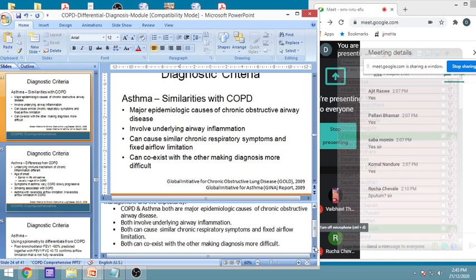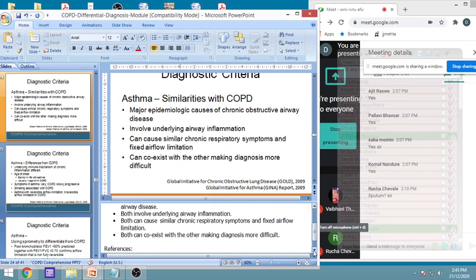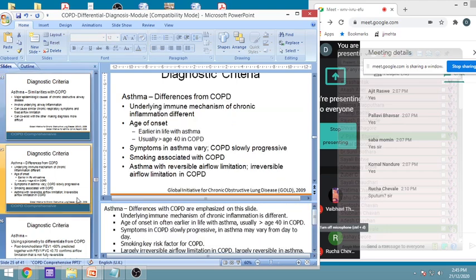But in the case of asthma, whenever there are some triggers, then only it will occur. Usually it does not remain constant like that, but emphysema can remain constant. Both can coexist with each other, making diagnosis more difficult and treatment also more difficult. So these are the situations, these are the conditions.